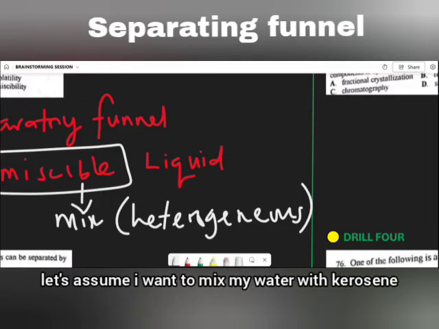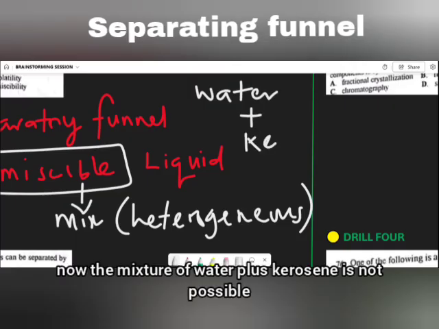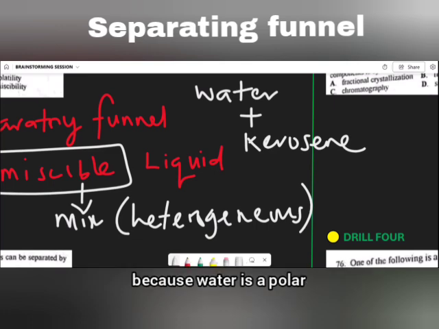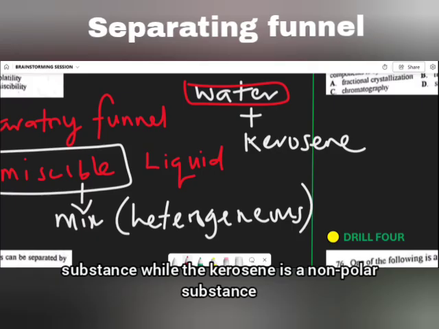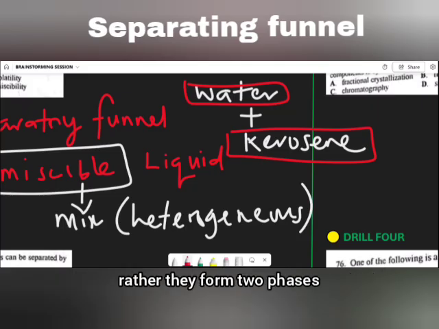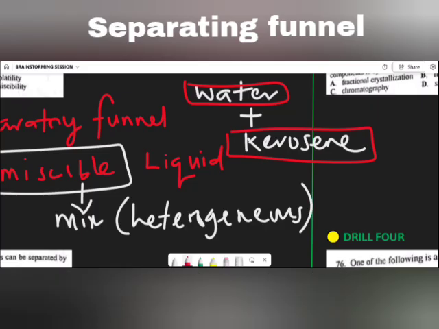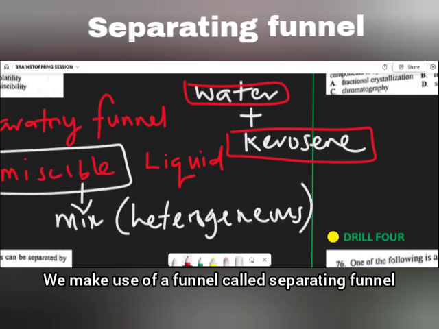For instance, let's assume I want to mix my water with kerosene. Water plus kerosene. Now, the mixture of water plus kerosene is not possible because water is a polar substance while your kerosene is a non-polar substance. And when it comes together, they cannot mix. Rather, they form two phases. So what do we use to separate such mixture? We make use of a funnel called separating funnel.